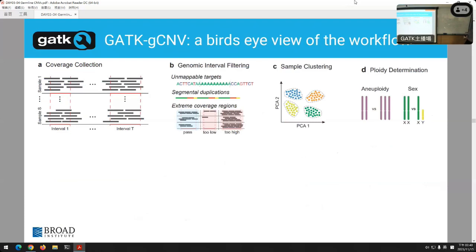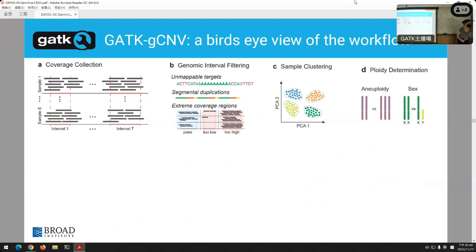Next, we determine the ploidy. So how many copies of each chromosome does each sample have? In humans, we would normally expect all of the chromosomes to have copy number 2, but in this step you might find aneuploidies, where you might have 3 copies of an entire chromosome, for example. This is also where we determine the copy number on X and Y.